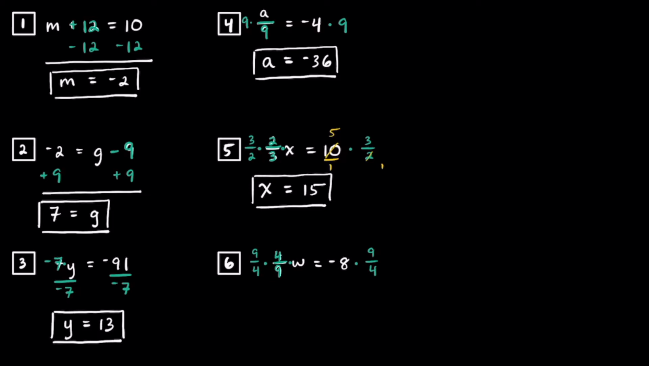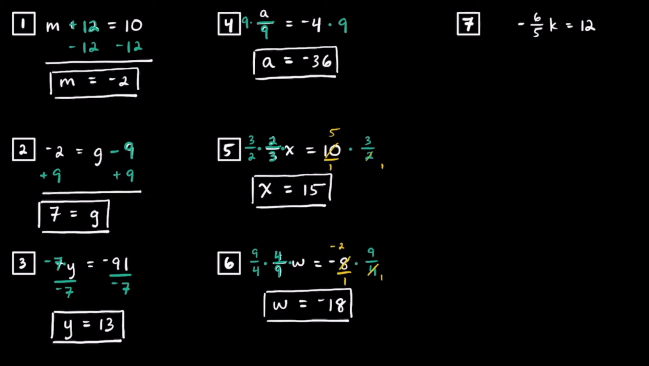On the left side, 9/4 times 4/9 is just going to be 1, or 1w. I'm just going to go ahead and write w here. And on the right side, this negative 8 is really negative 8 over 1. And we can go ahead and cross cancel this 4 and the negative 8. That'll become a negative 2. And so negative 2 times 9 is going to be negative 18. So w is equal to negative 18. That would be our solution here.